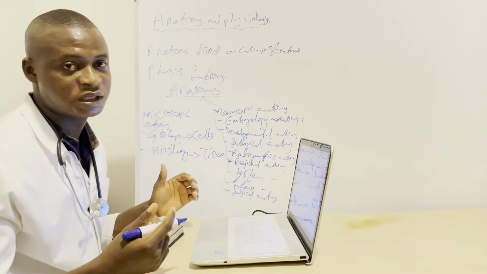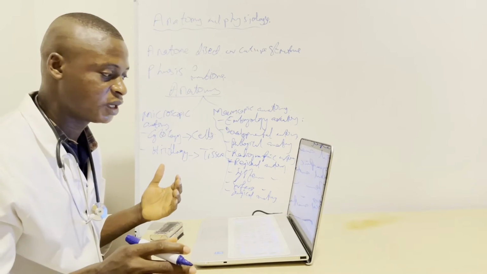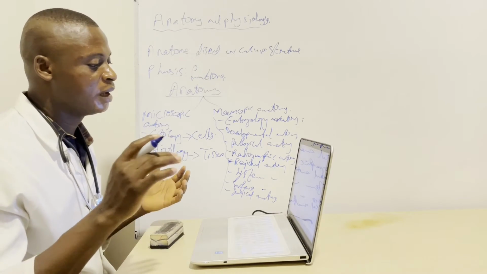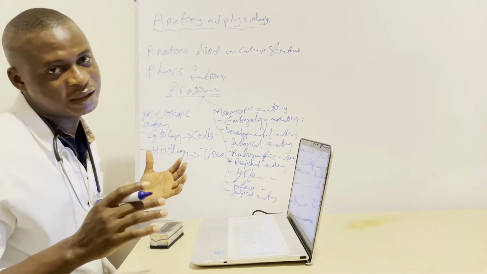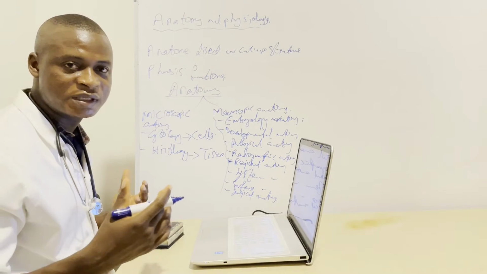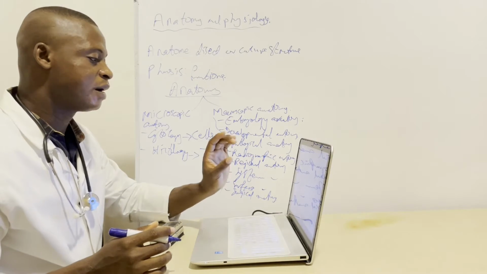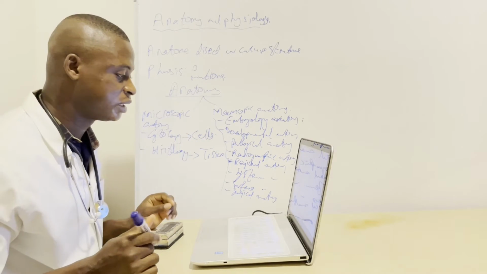So specific regions of the body function differently from other specific regions. Okay, so how the human head is able to function differently from the abdomen or the stomach, how the chest is able to function differently from the leg. So this is what we basically look at under regional anatomy.